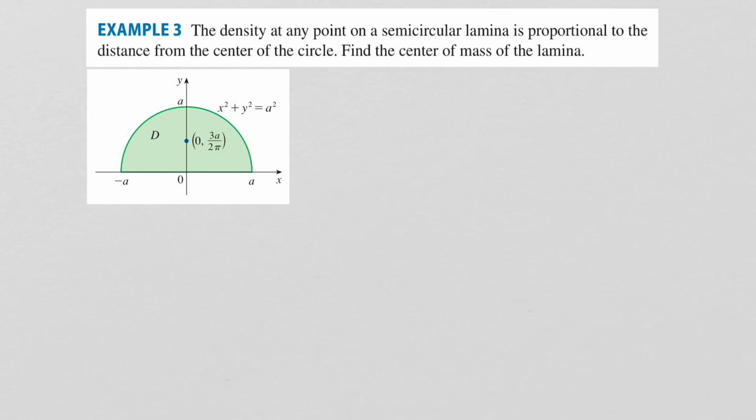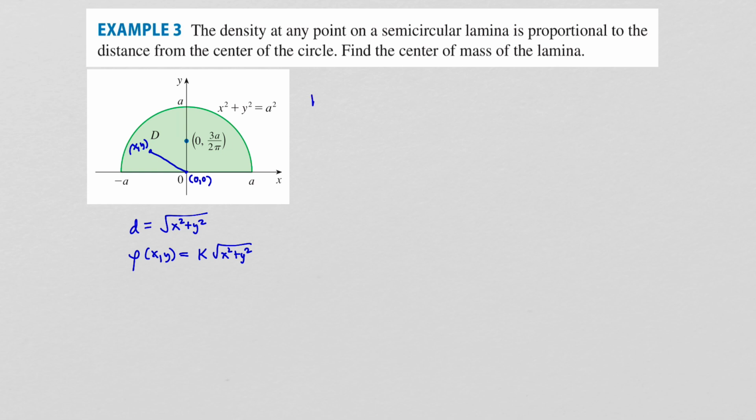In this problem, we're told the density at any point on a semicircular lamina is proportional to the distance from the center of the circle. So this means that if we have some point, let's say x, y, and we know the distance from the center of the circle is the square root of x squared plus y squared, right? Because that's just the distance between the point x, y and the point 0, 0. We know that the density at that point is equal to some constant multiple of this distance. So I'm going to say k times the square root of x squared plus y squared. That's what it means to be proportional.